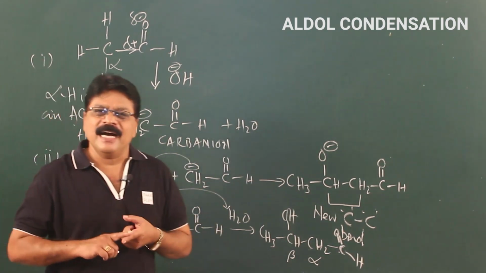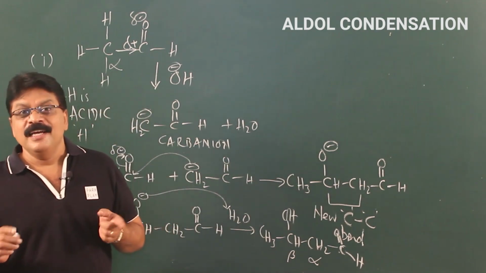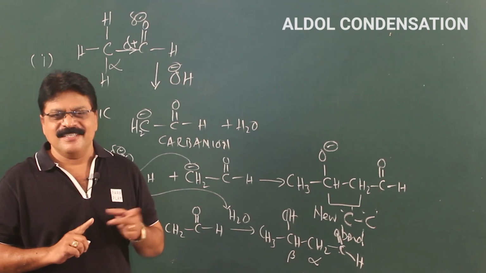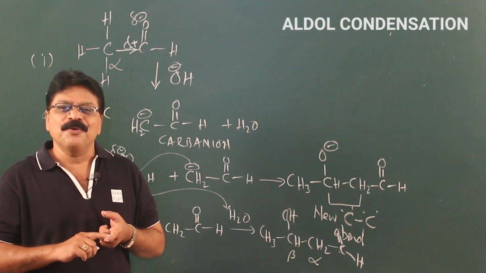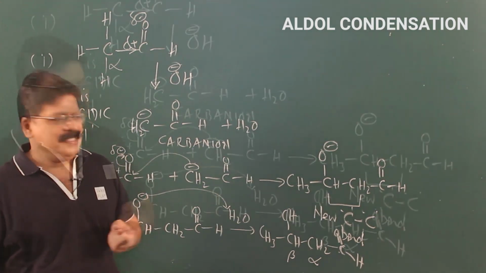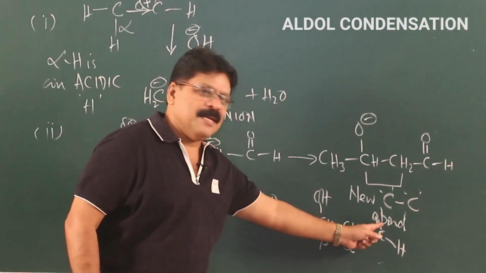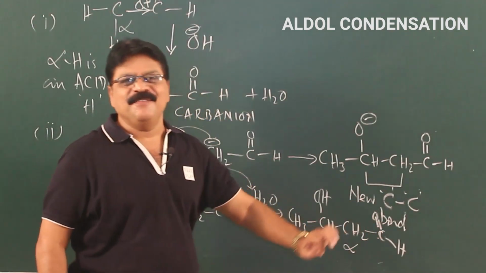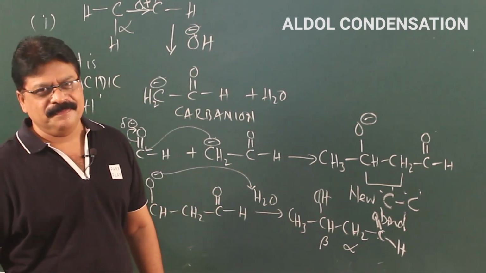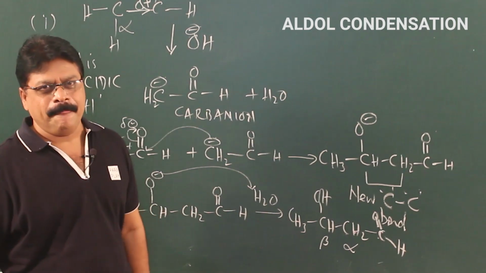So, if somebody asks what an aldol is, it is not a compound which contains an aldehyde and alcohol. Instead, it is any compound which has a beta hydroxy carbonyl group. That is the significance of the aldol condensation reaction, and that is an aldol. So, this is the first part.